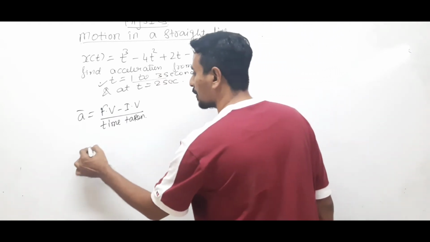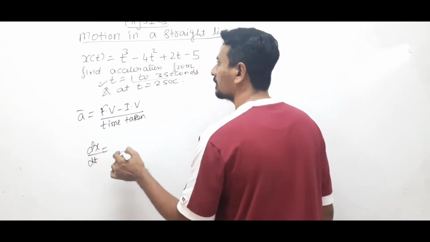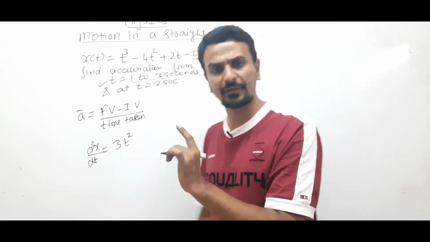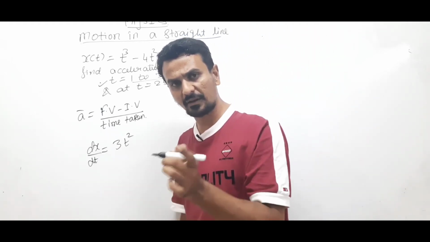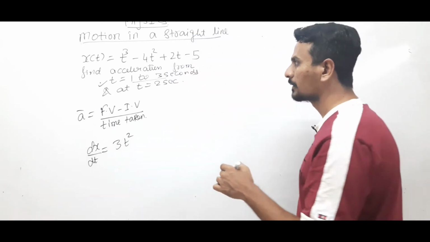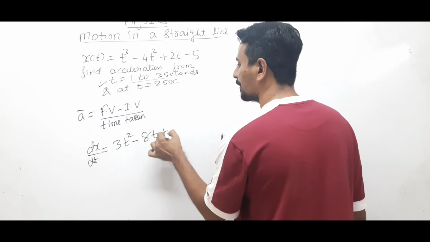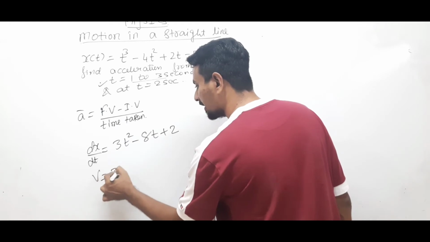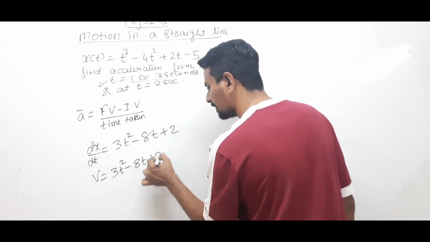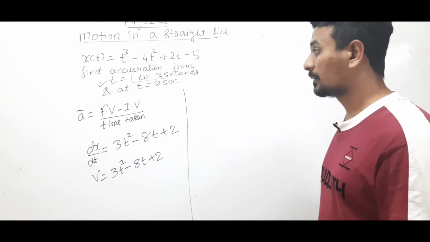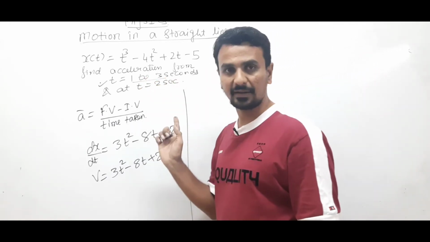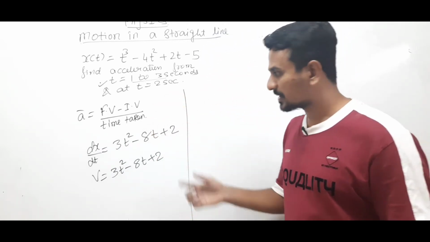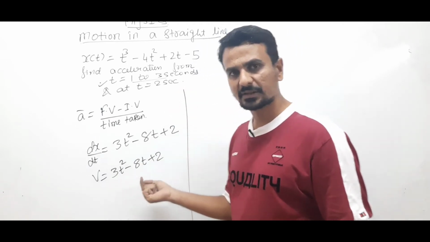Differentiation we had already learned in the previous videos. This will be 3t squared. I am using the formula d by dx of x raised to n: n will come in front, x raised to n minus 1. So 3t squared minus 8t plus 2, and differentiation of a constant is 0. So you got the equation of velocity, 3t squared minus 8t plus 2. But you have to calculate acceleration from 1 to 3 seconds. That means on substituting t equals 1, I will get initial velocity. On substituting t equals 3, I will get final velocity.